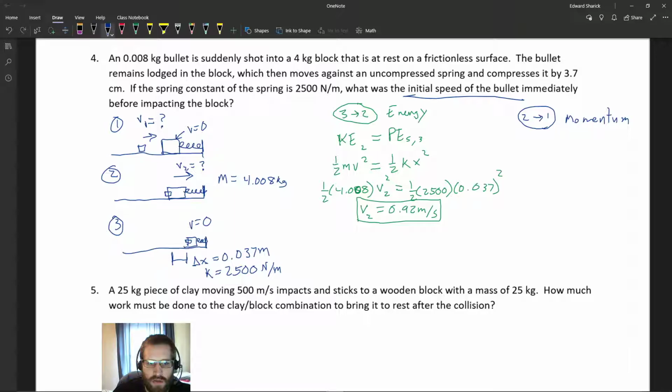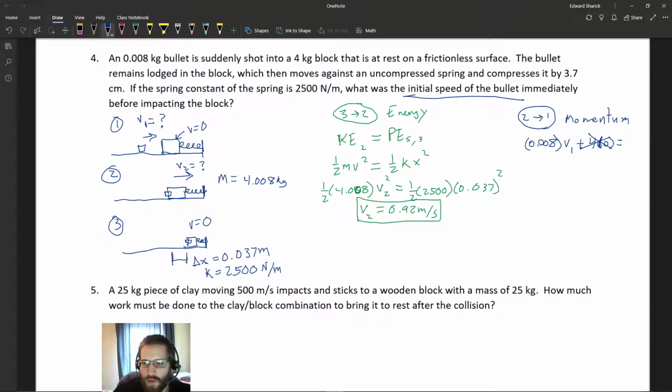Our initial momentum is going to be the momentum of the bullet, which is 0.008 times its velocity, which is going to be our unknown that we're looking for. Now, again, I could write in mass of the block 4 times velocity of the block 0 here, just to show that I am considering the momentum of the block in this case, but 4 times 0 is going to give me 0, and so this is just going to go away as a term. So if you want to write it, you can. You certainly don't have to.